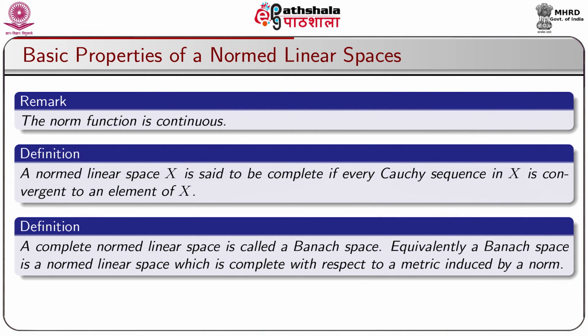A normed linear space capital X is said to be complete if every Cauchy sequence in X converges to an element of capital X. Let us take another definition: a complete normed linear space is called a Banach space. Equivalently, a Banach space is a normed linear space which is complete with respect to a metric induced by a norm. That is, if we take d(x,y) equal to norm of x minus y, where x, y belong to the normed linear space capital X.